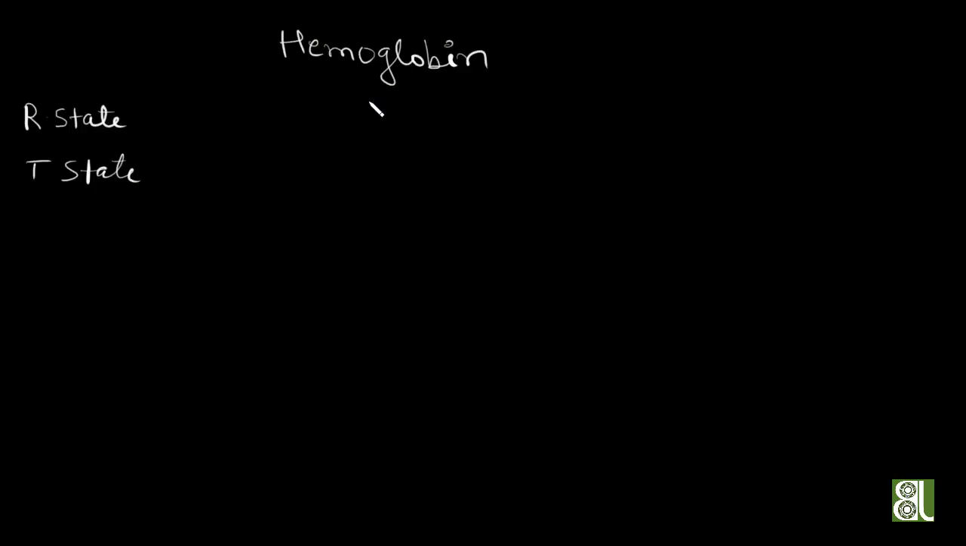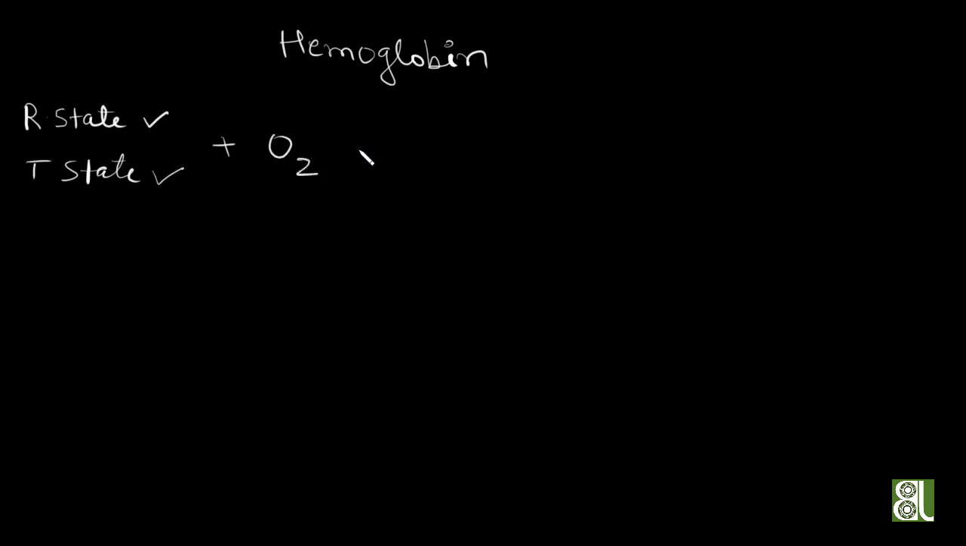Hello friends, today we are talking about hemoglobin, which undergoes a structural change in binding to oxygen molecule. After X-ray analysis, we have two major conformations in which hemoglobin exists, that is R state and T state. R simply stands for relaxed state and T is for tense state. And the point is, the oxygen can bind to both of them.